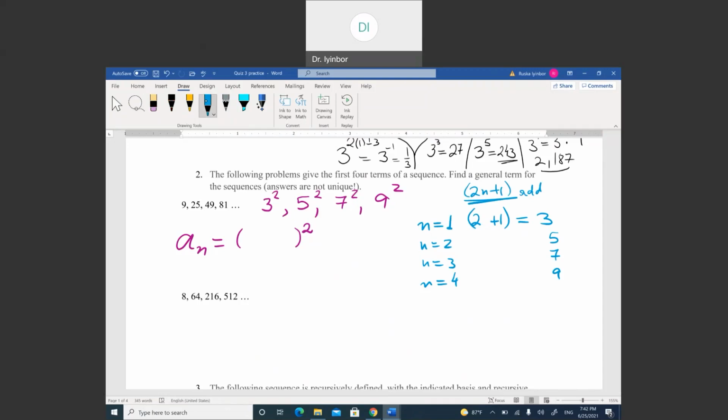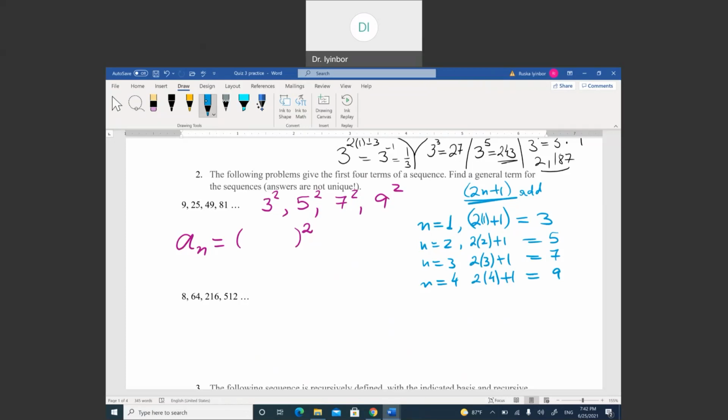So here, when I plug in 1, 2 plus 1, that's 3. Let's check the next one. 2 times 2 plus 1, is it 5? Yes. Now I have 2 times 3 plus 1, is it 7? Yes, it is. 2 times 4 plus 1 is also 9. Okay, so this is how you're gonna rewrite.